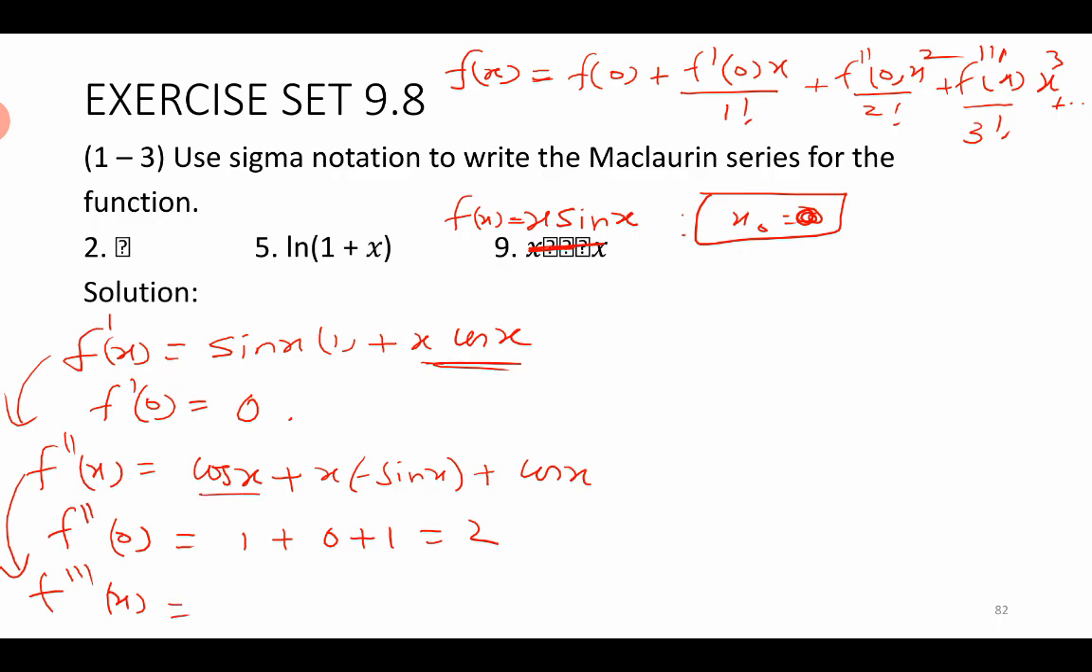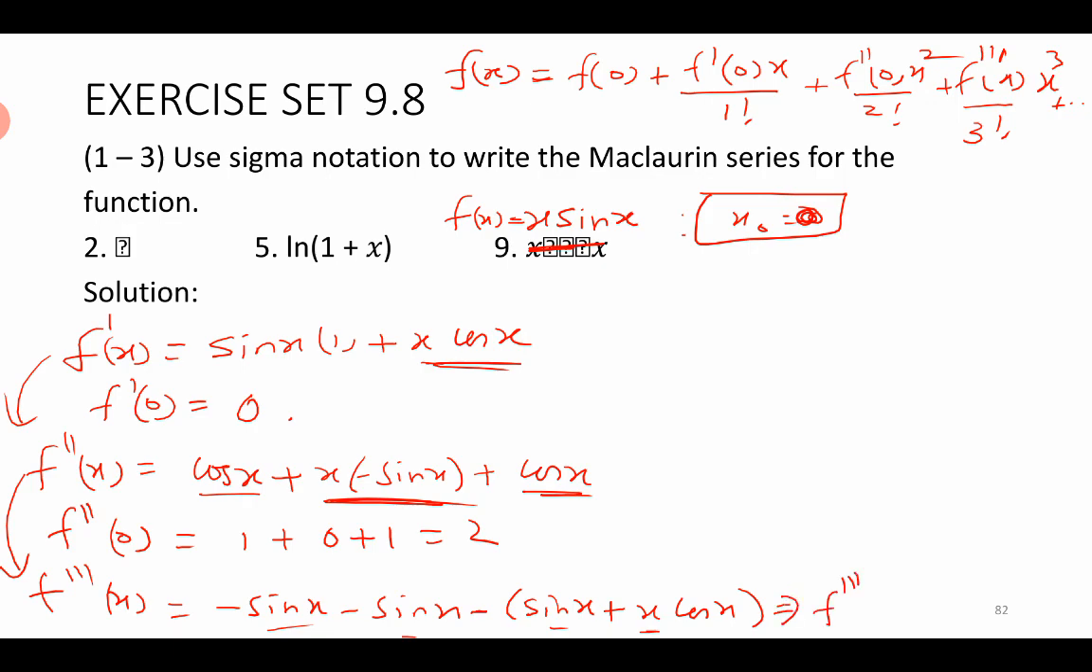Differentiate this one, cosine, you get negative sine. Differentiate this one also, you get negative sine. Now use product rule for this one. Minus is outside. Keep sin x, differentiate x, it will be 1. Plus keep x, differentiate sine, you will get cosine x. So when x is 0, sine 0, cosine 0, sine 0, x will be 0, all 0. So finally you will get f triple dash of 0 is 0.